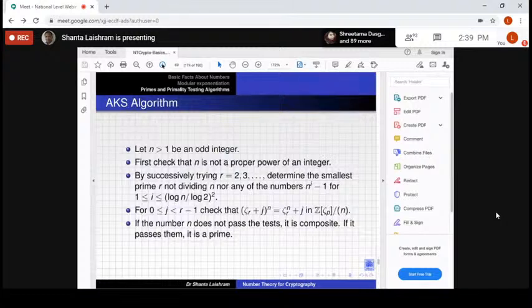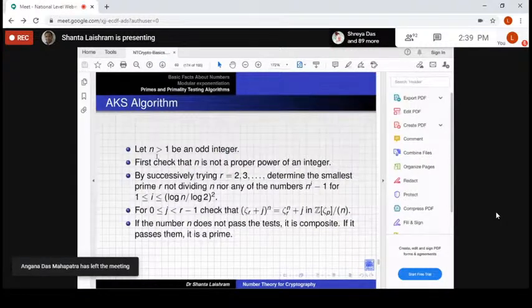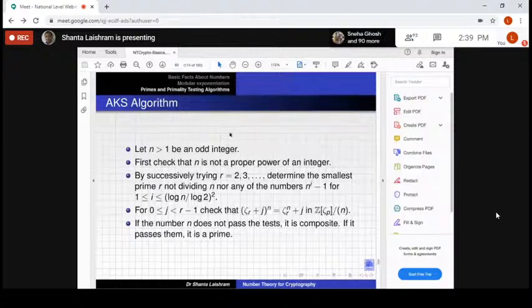So let me now write down the AKS algorithm. Let's start with an odd integer n. First check whether n is a power of an integer. One can easily check whether a number is a power of an integer or not. That's a very easy algorithm. First, make sure that n is not a power of an integer. Now, by successively trying r equal to 2, 3, and so on, determine the smallest prime r not dividing n or any of the numbers n to the i minus 1 for i running between 1 and (log n / log 2) squared.